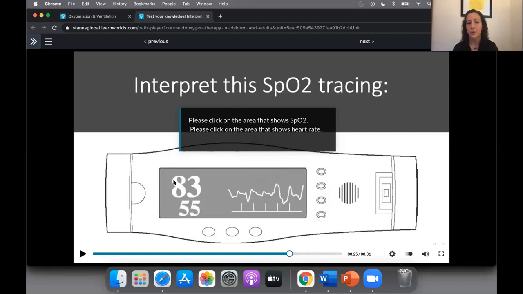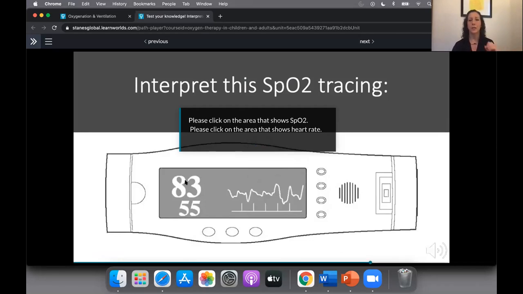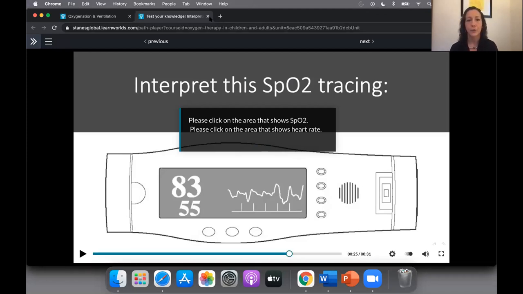Because if this is no good, 83, and you then intubate your patient, you're actually doing your patient a huge disservice and potentially harm, because this number is actually inaccurate. So you shouldn't make clinical decisions on bad data. So that's the point of knowing how to interpret your SpO2 tracing.